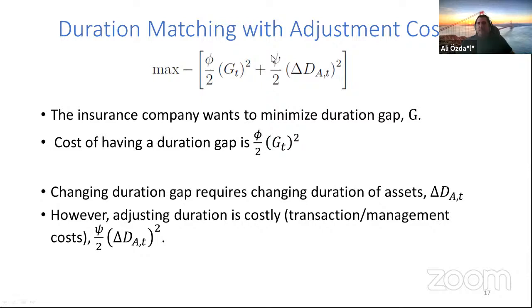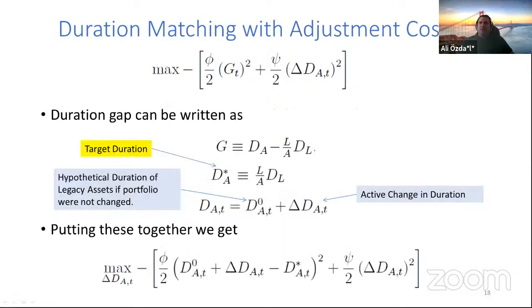It's about how costly it is for you to make these trades to adjust your duration. All right. To simplify this model a little bit so that we can take the first order condition, I would like to remind you of the definition of the duration gap that we discussed earlier, which is the duration of assets minus leverage times duration of liabilities.